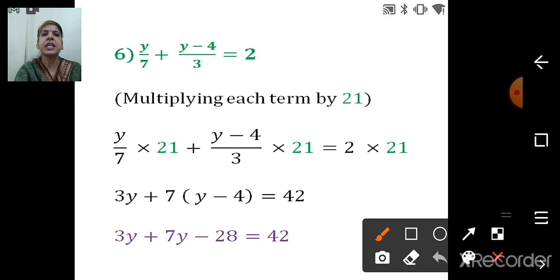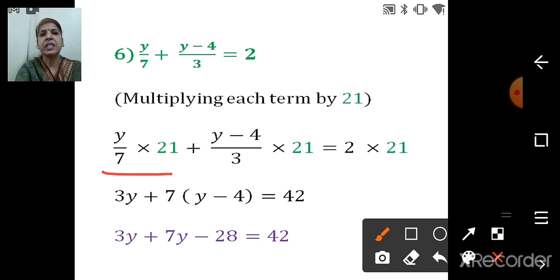So we have to take the LCM of the denominators. So the LCM of the denominators is 21. They don't have any factor common. So 7 3s are 21. So we will be multiplying each term by 21. How did we get the 21? First, the term is having the denominator 7. Next is having 3. So 7 3s are 21. Each term we will multiply by 21.